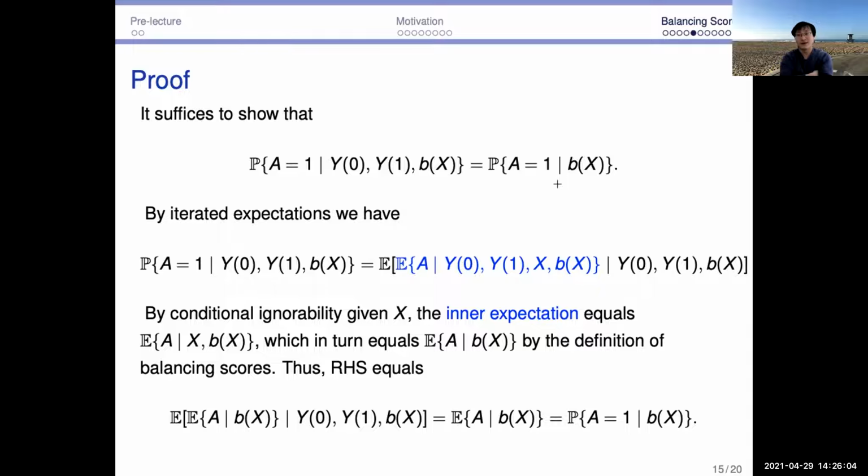Any questions on this proof? Or maybe you want to spend some time and look at it. It's quite fascinating how people discovered this in 1983 in a Biometrika paper.